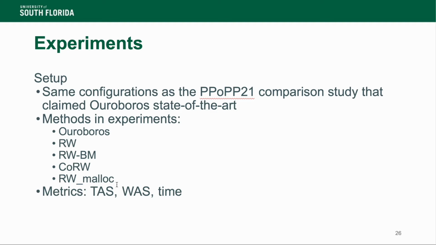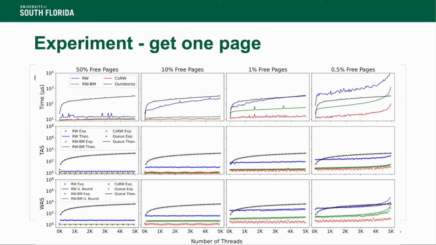For metrics we use TAS, WAS, and TAM. In this figure we show the metrics measured from the kernel as well as theoretical values of TAS and WAS generated from our analysis. The result from the first row shows that our collaborative random walk outperforms Ouroboros by more than an order of magnitude in most of the cases.